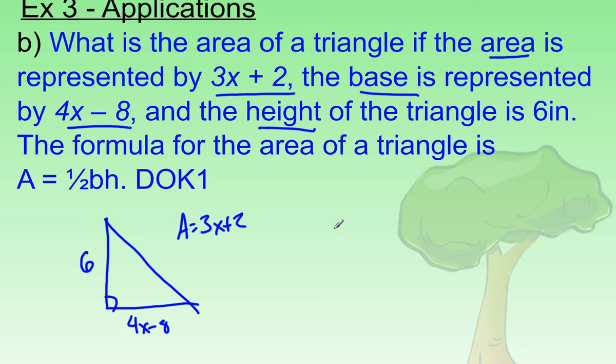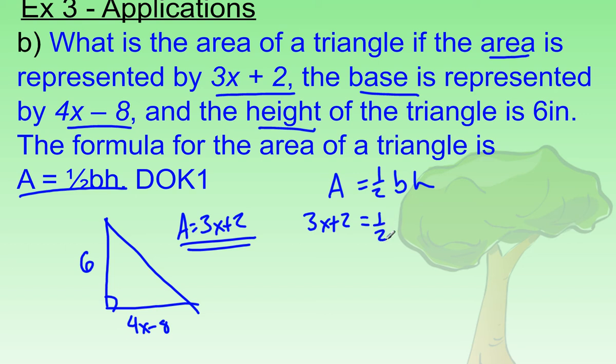The only other information it gives us in the problem is this formula, which I think is going to come in handy, because watch this. If we take the area equals 1/2 the base times the height, I can plug something in for every single one of those variables. I know that the area is 3x plus 2. I substituted. 1/2 is 1/2. I'll leave it as a fraction. I know the base of the triangle is 4x minus 8, and I know the height of the triangle is 6.